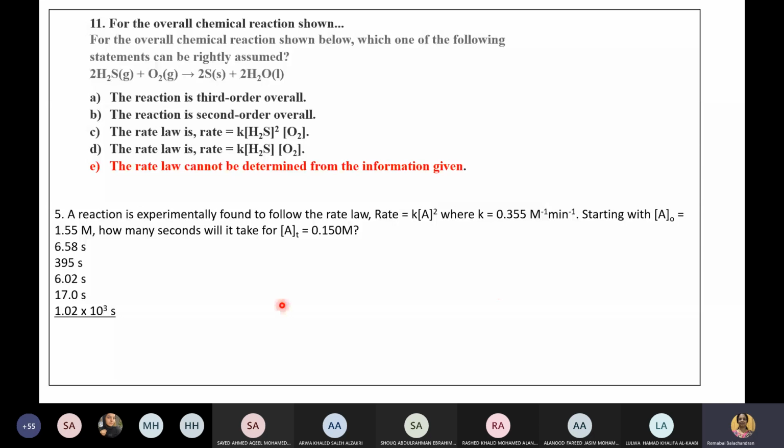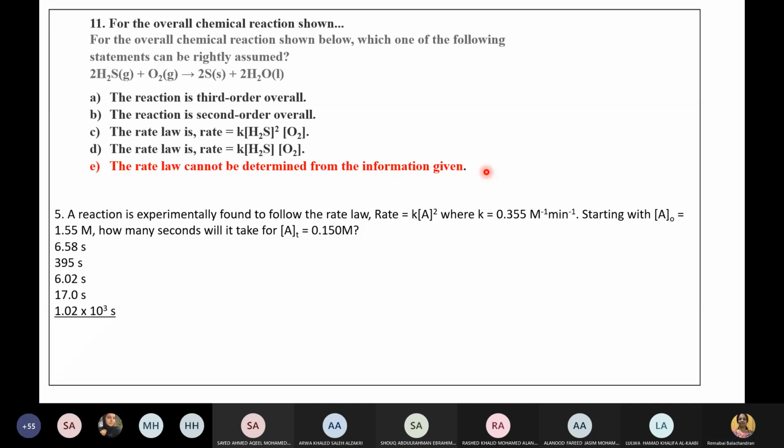Yes. Now, this question we asked in the previous exam. I finished the lesson. Okay, my dear, I just want to give a few questions from the previous exams. For the overall chemical reaction given below, the reaction is given here. Is the reaction third order, with overall order 3? Or is it second order? Is the rate law so and so, or so and so? Or the rate law cannot be determined from the above information. What is the answer? E.